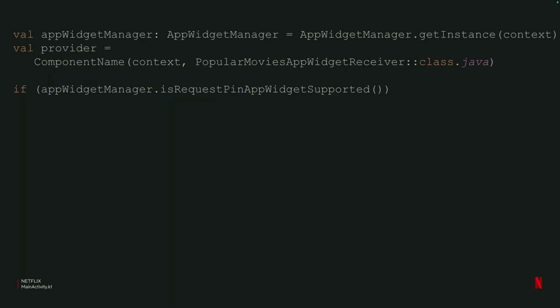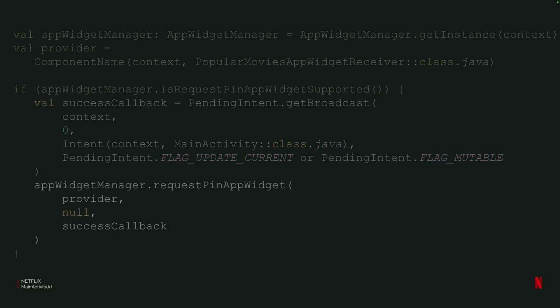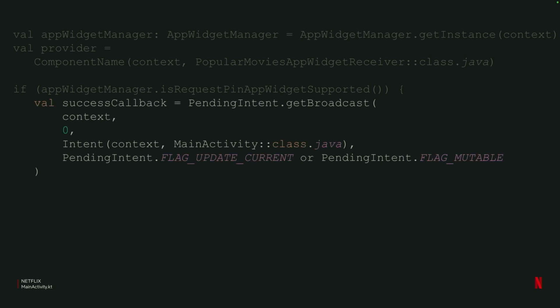So the first thing we have to do is get our app widget manager using the given context wherever you're doing it. In my case, this is within a button on click handler. So as long as you pass in the context and set the provider, all you have to do is check if is request pin app widget supported. And if it is, this is the success callback. This isn't necessarily doing anything, to be honest, but if you wanted to log something to have a signal when folks successfully pin your widget, you can update this pending intent for whatever your use case is.